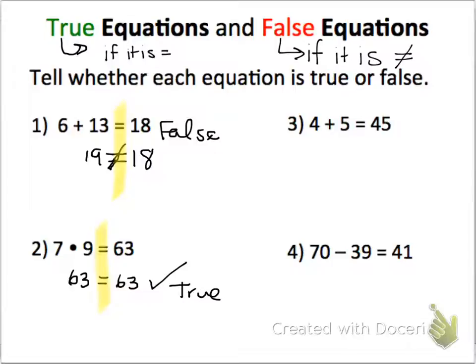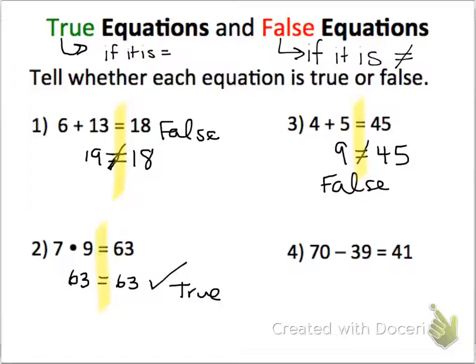Okay, next one. We have 4 plus 5 equals 45. Well, 4 plus 5 is 9. Is 9 equal to 45? They are not equal, so this is a false equation. Again, notice how I've lined these up in the middle.